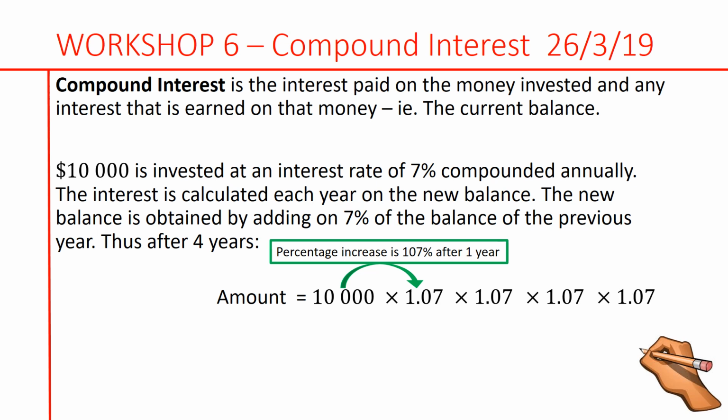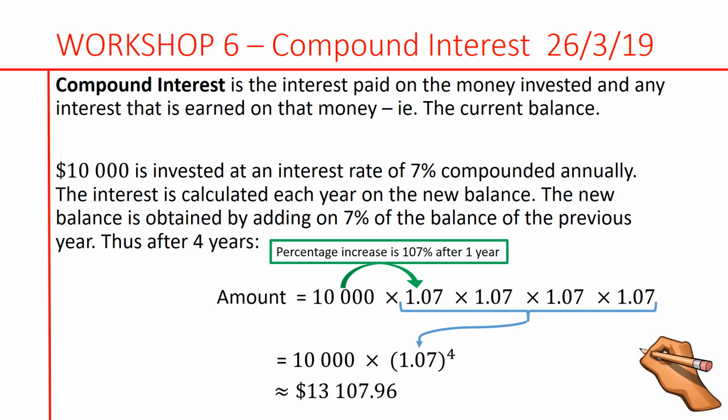Now, as you can see here, this repeated multiplication is going to take quite a long time to write down. For example, if we had a question that went for 12 years. What we can do is simplify that repeated multiplication of that percentage increase to using index notation. So we end up here with 10,000 times 1.07 to the power of 4, which gives us a total value of $13,107.96.